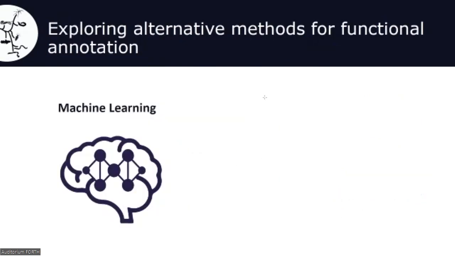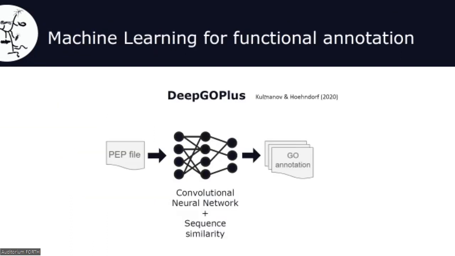So I will talk about exploring alternative methods for this. The first one will be based on machine learning or deep learning, and I will briefly explain this. There are several methods, but I will work with one that is called DeepGO Plus, which is trained using a convolutional neural network and based on sequence similarity.